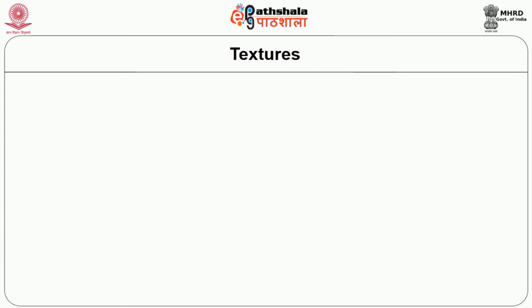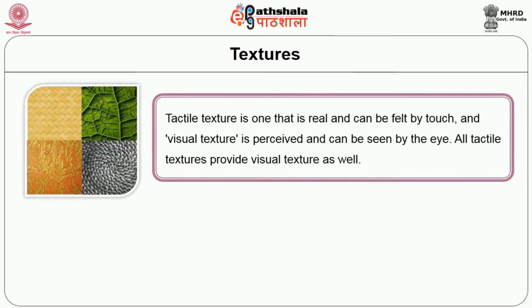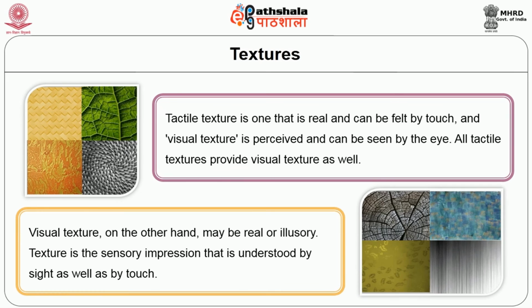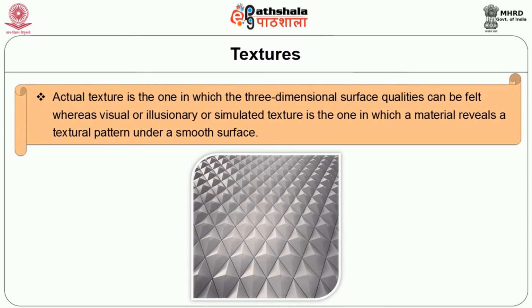There are 2 basic types of texture: actual or tactile texture, and visual texture. Tactile texture is one that is real and can be felt by touch, and visual texture is perceived by the eye. All tactile textures provide visual texture as well. Visual texture, on the other hand, may be real or understood by sight as well as by touch. Actual texture is the 3-dimensional surface quality that can be felt, whereas visual or illusionary or simulated texture is one in which the material reveals a textural pattern under a smooth surface.